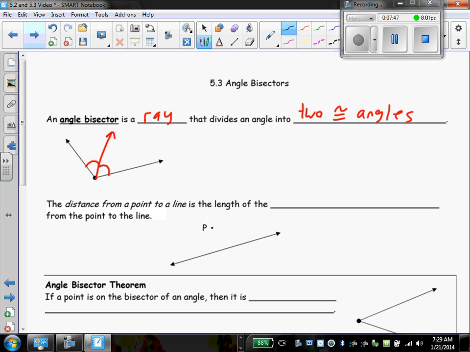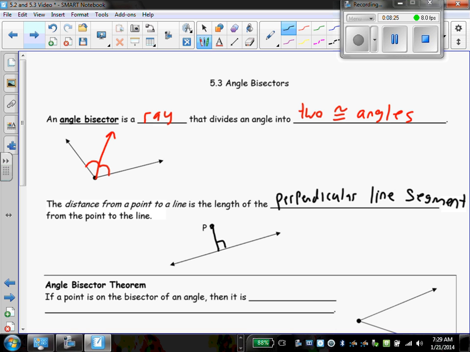And what we establish it to be is that the distance from a point to a line is the length of the perpendicular line, technically perpendicular line segment, from the point to the line. So basically, if we want to find the distance from P to the line, we just need to make sure that we make P go straight down to make a 90-degree angle with the line. So that whatever that length is, that would be the distance.